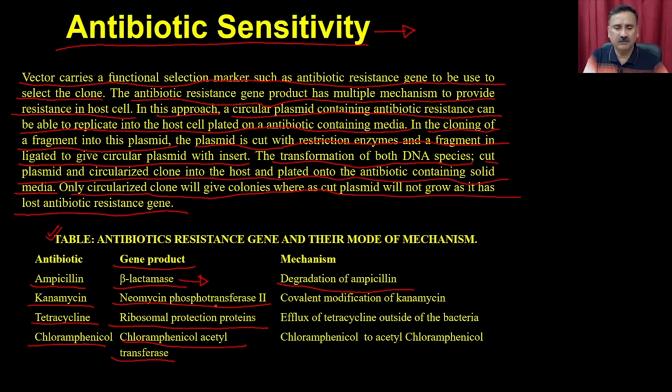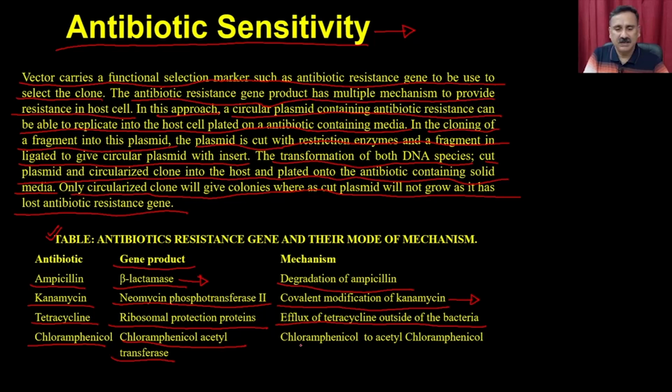Similarly, neomycin phosphotransferase makes a covalent modification of the kanamycin, and as a result the kanamycin will not be able to do its action. Similarly, we can have the ribosomal protection protein, which is going to cause the efflux of the tetracycline outside the bacteria. So since the tetracycline will not be able to enter the bacteria, it will not be able to interfere with protein synthesis. Similarly, we can have the CAT genes, and the CAT gene is going to acetylate the chloramphenicol to acetyl chloramphenicol, and that also interferes with the action of the chloramphenicol.